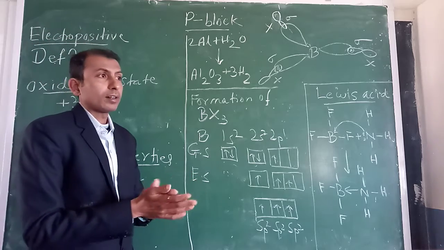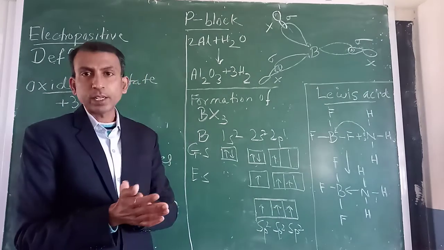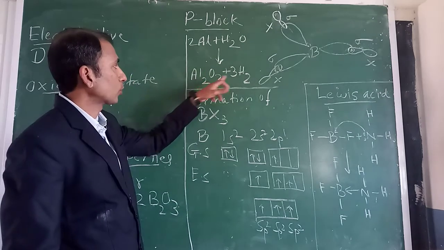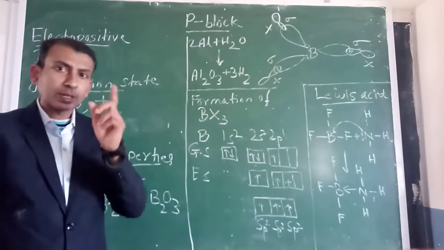And the reaction with water also we have to study. And the example here is aluminium reacting with water. So 2Al plus 3H2O gives Al2O3 plus 3H2. Okay, so we get Al2O3, meaning aluminium oxide.